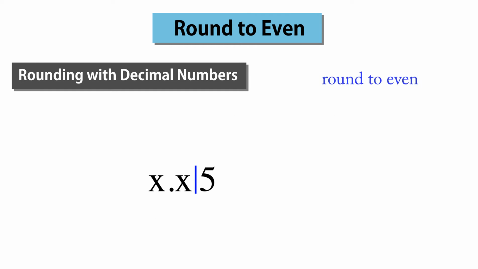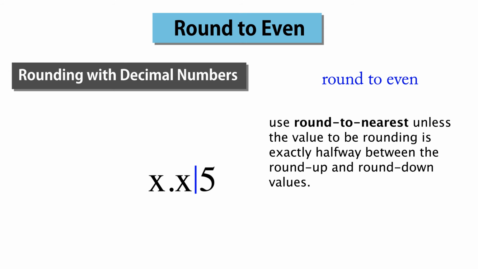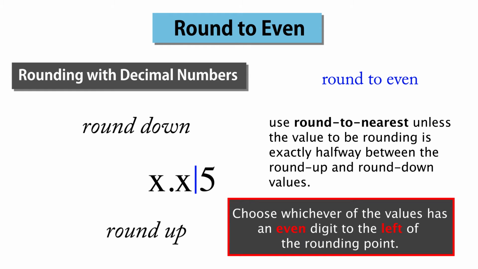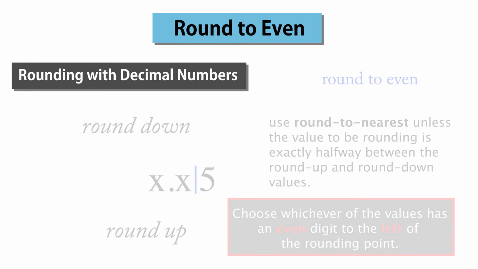The round to even rounding mode solves this problem as follows. Use round to nearest unless the value to be rounded is exactly halfway between the round up and round down values. In that case, choose whichever of the round up or round down values has an even digit to the left of the rounding point. The even digits are 0, 2, 4, 6, and 8. It's guaranteed that exactly one of the two choices will have an even digit, so the choice is unambiguous.